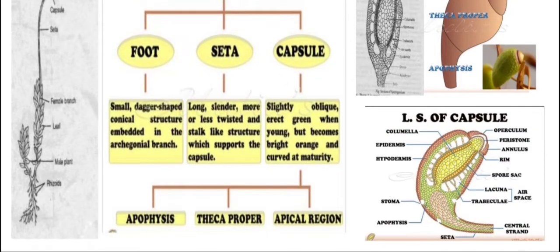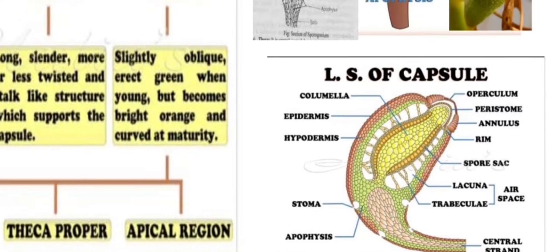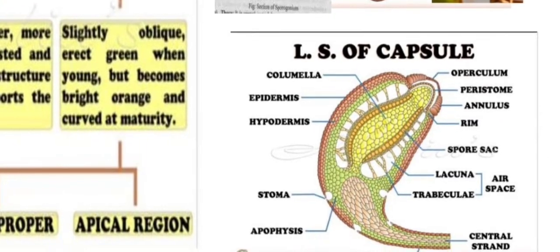Further it is divided into three parts: apophysis, theca region and apical region. So you can see that apophysis is the basal sterile portion and its main function is photosynthesis. Then the middle portion is theca and it is fertile in nature because it leads to formation of spores, which are the means of regeneration. Then the apical portion, which comprises the operculum, peristomial teeth, annulus etc., helps in the dispersal of the spores. The theca portion is much differentiated in case of Funaria.